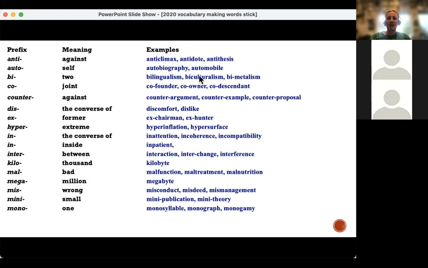Counter proposal. So again, some of these might be new, or maybe none of them are new to you, but it's just giving you the idea that if you know that prefix, you can start relating it to words that, like inattention, we know, and it means the converse of or opposite, let's say. What does incoherence mean? What does incompatibility mean, right?